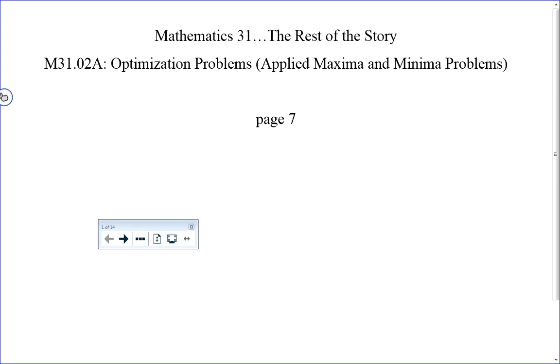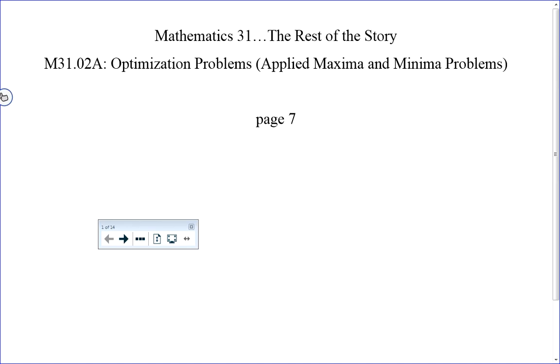We're looking today at lesson 31.02, which deals with what we call optimization problems, also known as applied maxima and minima problems. And this is just part A of the lesson. You can find this on page 7 of your lesson handout. We're going to be spending 3 different lessons learning how to do optimization problems.